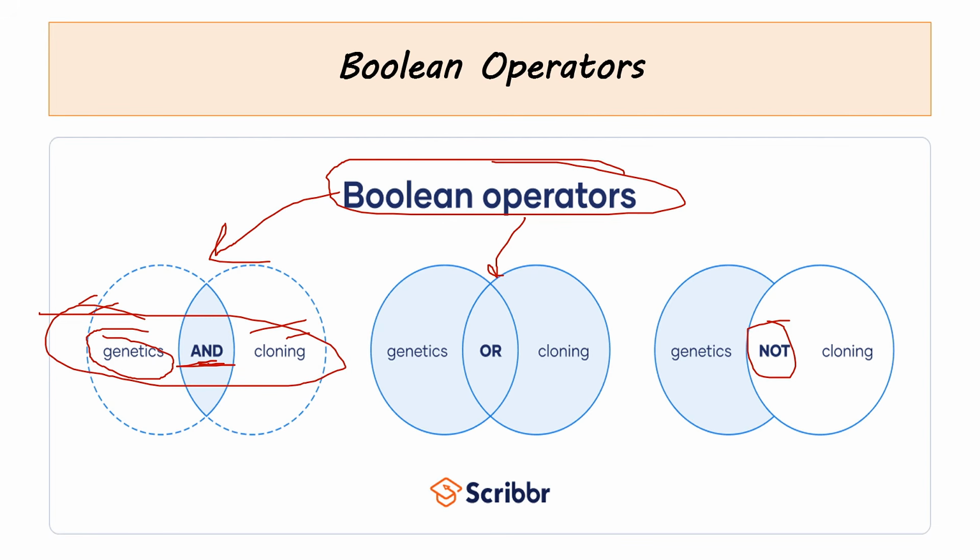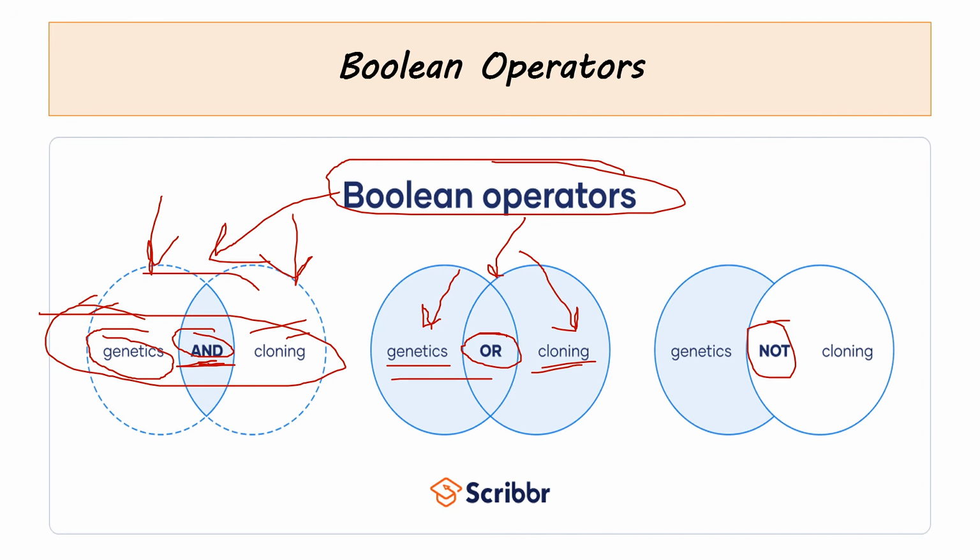However, if you want to include all papers talking about genetics, all papers talking about cloning, and all papers talking about genetics and cloning, you will use the Boolean operator OR. So you'll have all the studies talking about genetics, all the studies talking about cloning, and all the studies talking about both. With AND, however, it will show you only the studies talking about genetics and cloning at the same time. It will not show you the studies talking about only genetics or only cloning.